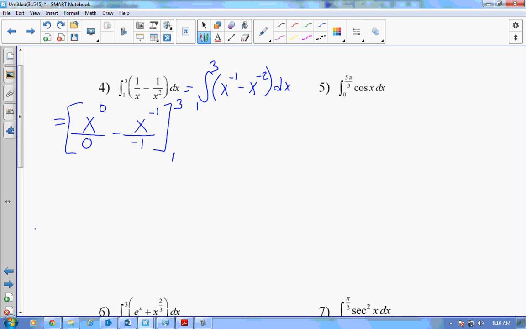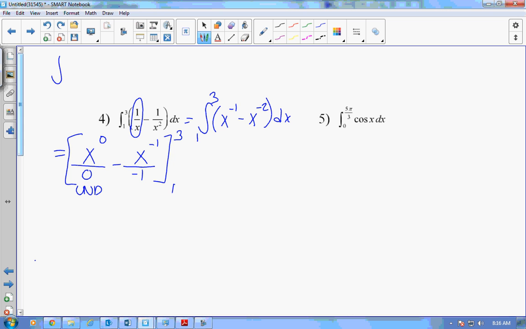Divide by 0. This here is undefined. How in the world can we subtract something from something that's undefined? Well, we actually know that 1 over x is the derivative of a special function, natural log x. Okay, so that's something you should know. When you integrate 1 over x dx, it equals natural log x plus c, in this case, since I didn't put any bounds on it.